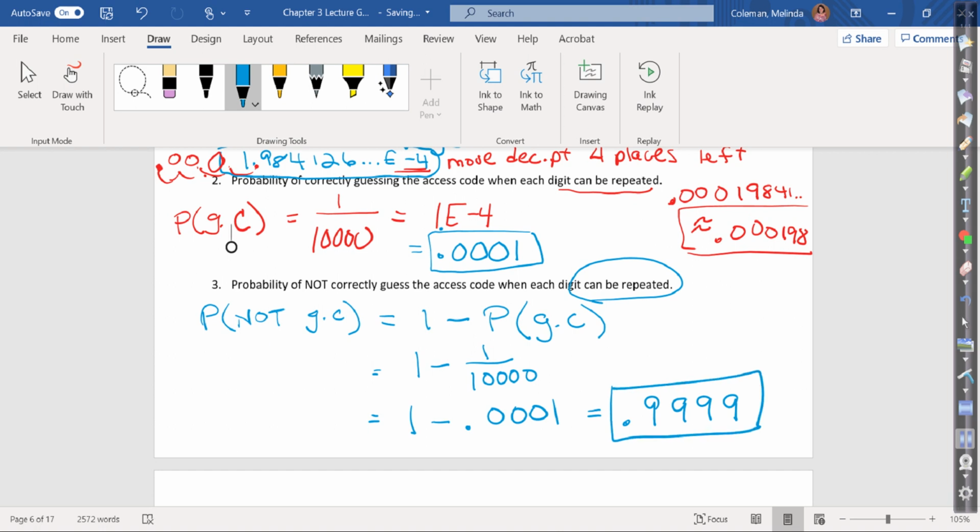So obviously, the probability that you're not going to guess that code correct is very high. The probability that you will guess that code correctly is very low. So you're going to see this not show up a lot. All right, and that wraps up section 3.1.